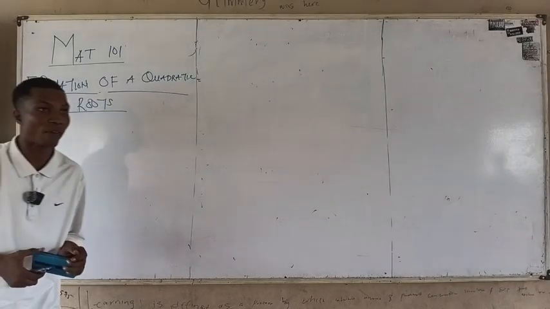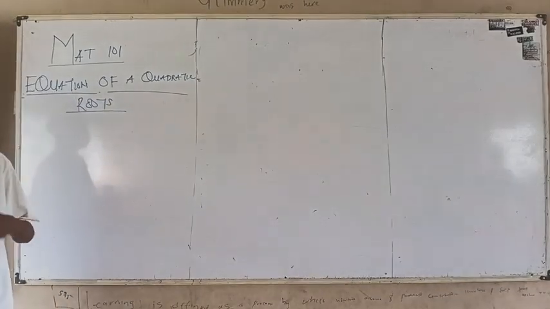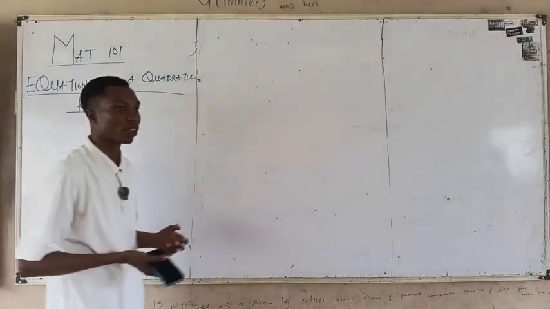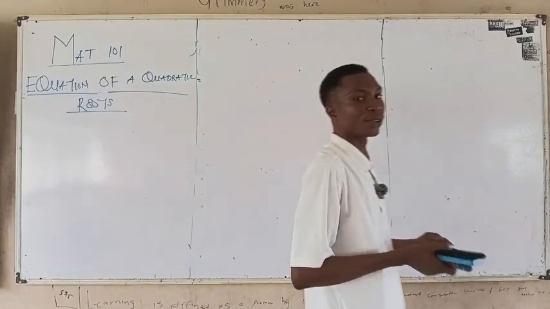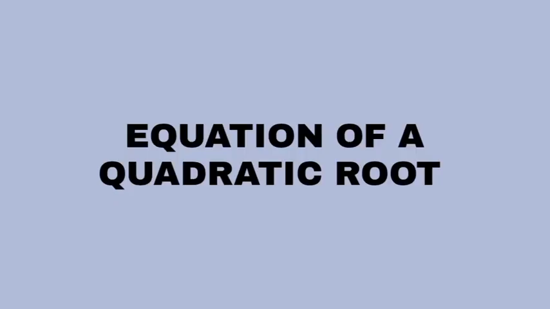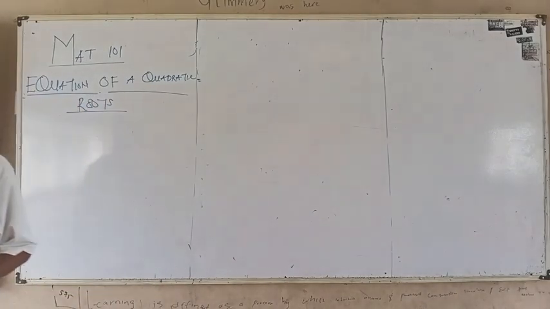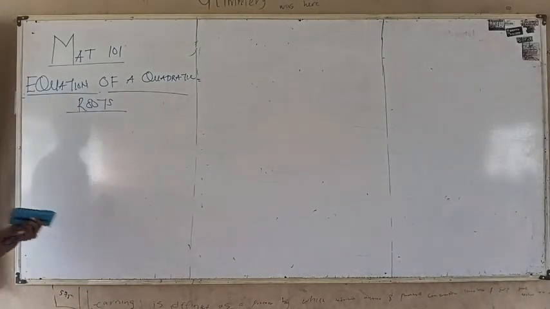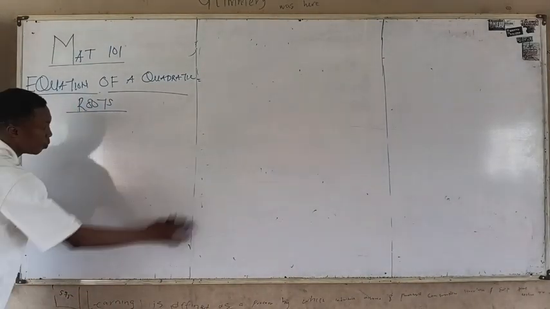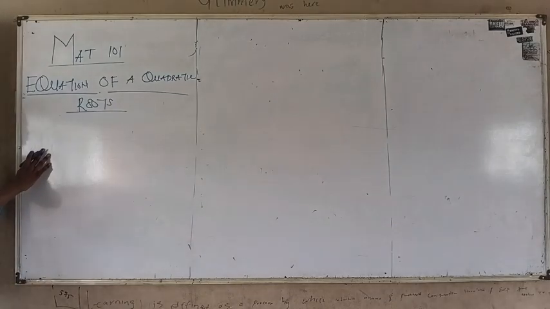To learn after we've learned about the sum and the product of a quadratic root. So the next thing is the equation of a quadratic root. They might ask you, find the equation of a quadratic root. These are the kind of questions you can see in your objective. So let's do it fast. Remember, I said, everybody pay attention, please.